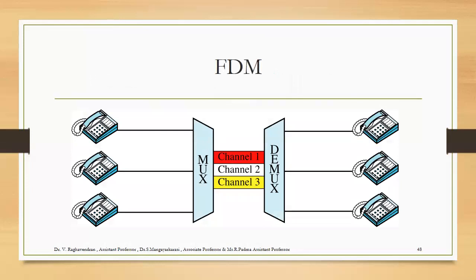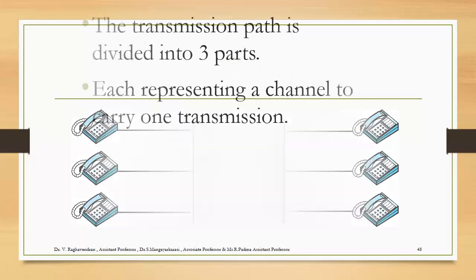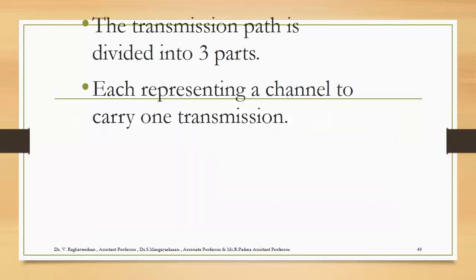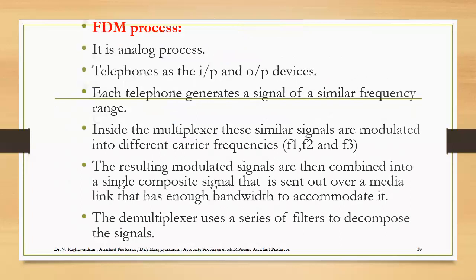So analog to analog signal. The 3 devices are connected. The 3 channels are combined by the multiplexer: channel 1, channel 2 and channel 3. Every channel's output is transmitted to the demultiplexer. Again, it is converted, decoded at the destination side. The transmission path is divided into 3 parts, each representing a channel to carry only one transmission.